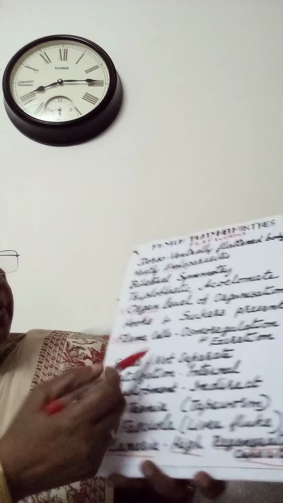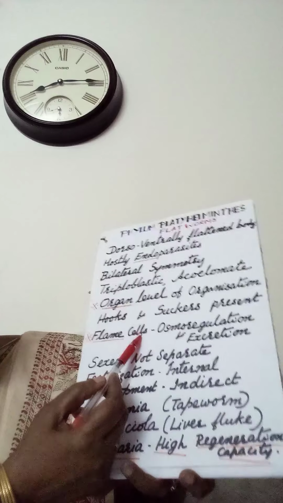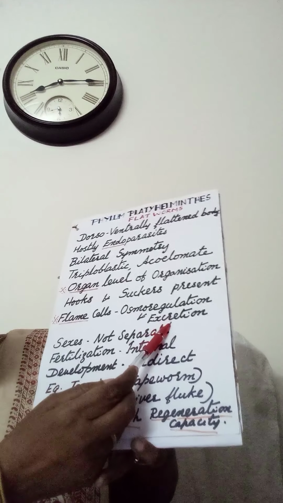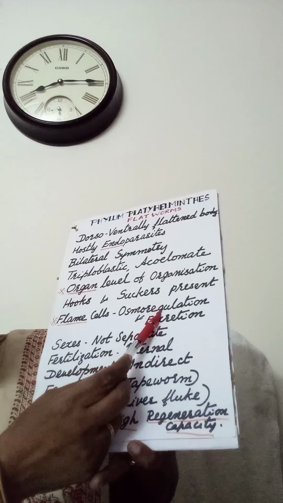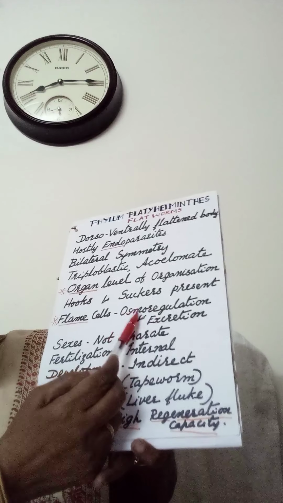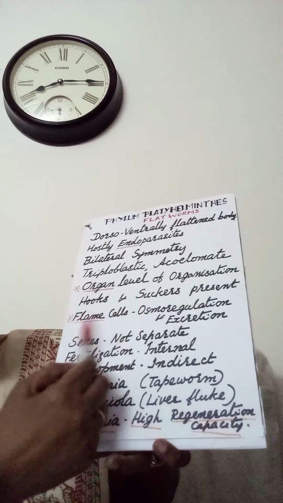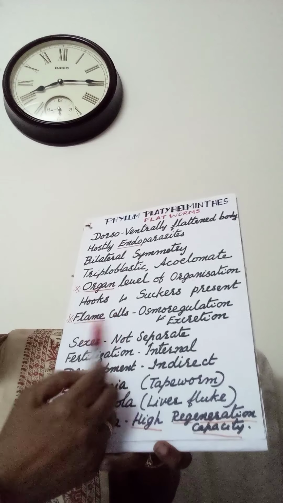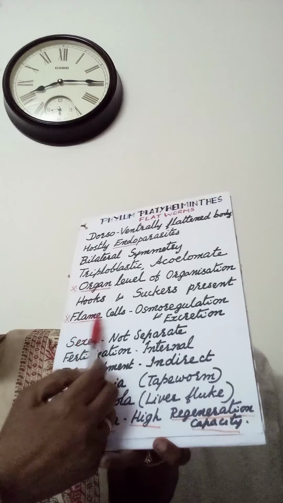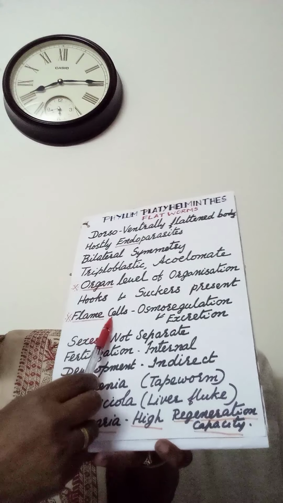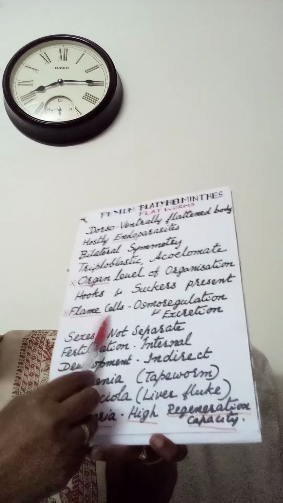Then next one, they have flame cells. They are meant for osmoregulation and excretion. Osmoregulation, that means regulation of the osmotic fluids, water. They are called flame cells because they have cilia, and these cilia will be vibrating like the flickering of a flame. That's why it is called a flame cell.